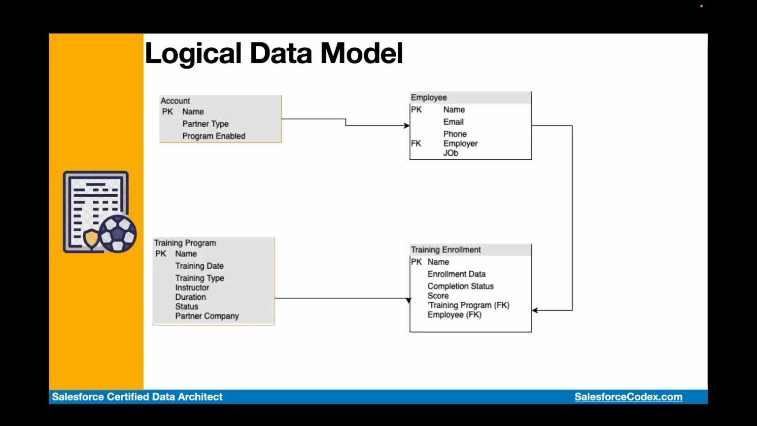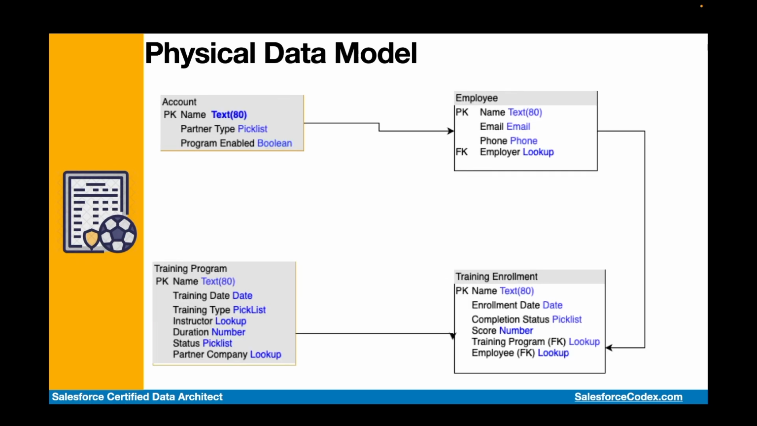Then we can have a logical data model, where we represent account as company information, employee who has employee related data. Then employee can have a training enrollment, and that enrollment will have a training program. So this can be a logical data model. And in the physical data model, for each property, we are storing the type of data it can store and how that is associated from one object to another object. So this kind of data model we can create for a particular use case, right?